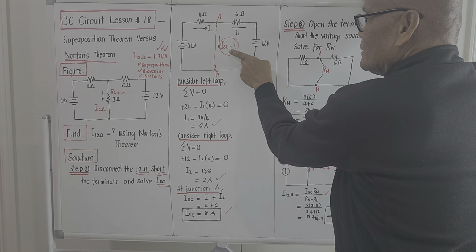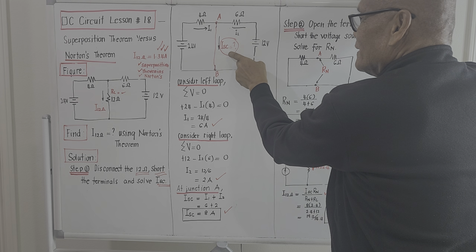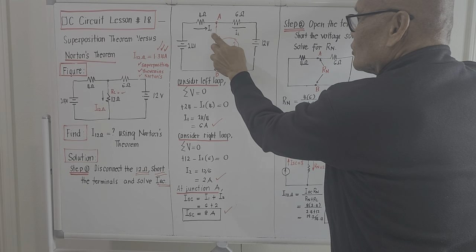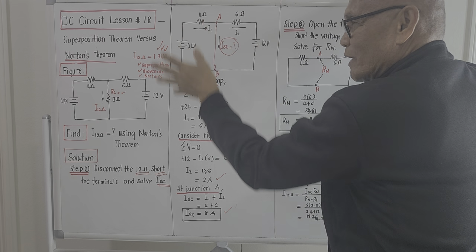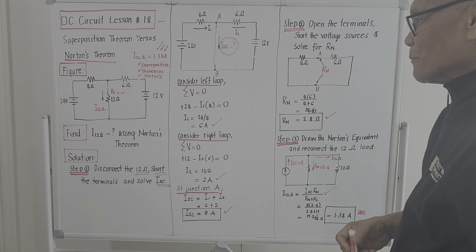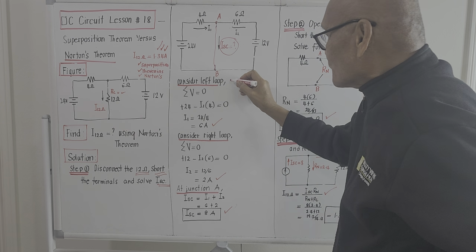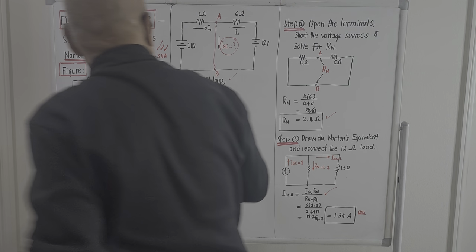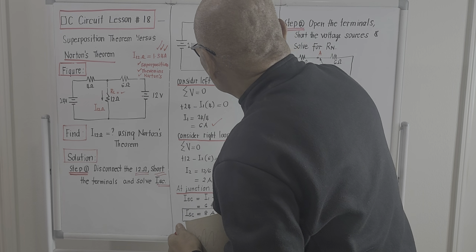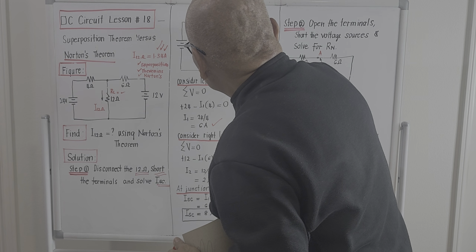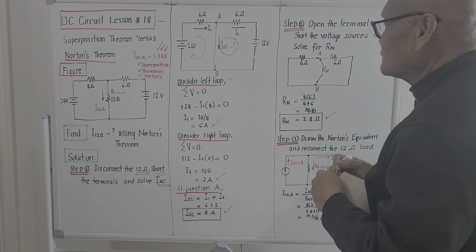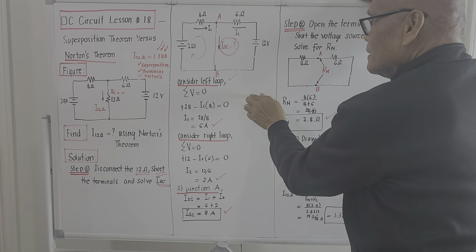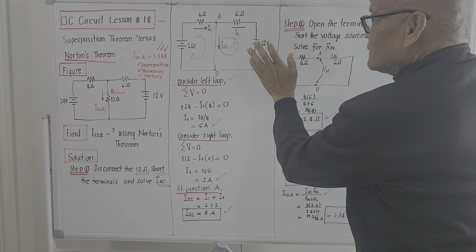So to compute for the short circuit current, we must compute for I sub 1 and I sub 2. To compute for I sub 1, we take Kirchhoff's voltage law. Consider the left loop. Left loop is this one. For the meantime, we take the summation of voltages and they should be equal to 0. Forget the right loop for the meantime.